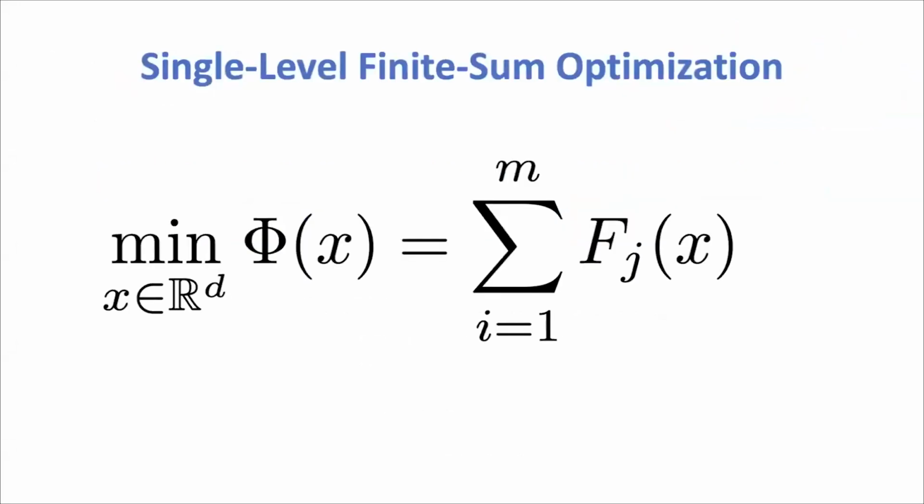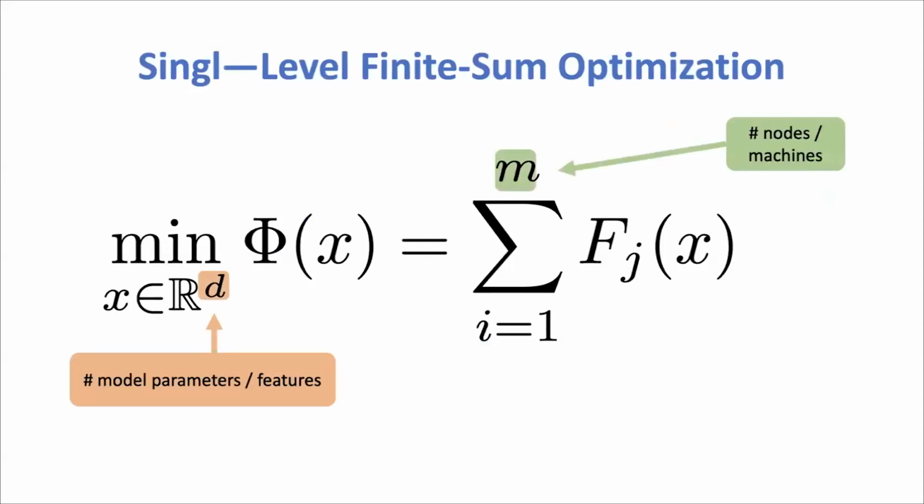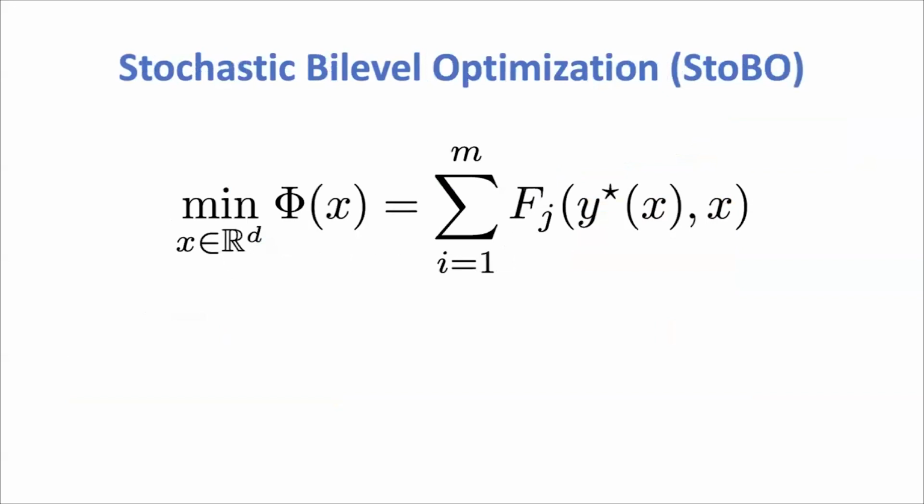Firstly, let me start from the single level finite sum optimization. We are going to minimize phi x, which is defined as the finite sum of fj's. M is the number of nodes or the number of machines. D is the dimension of the global model parameters. And Fj is what we call the local objective.